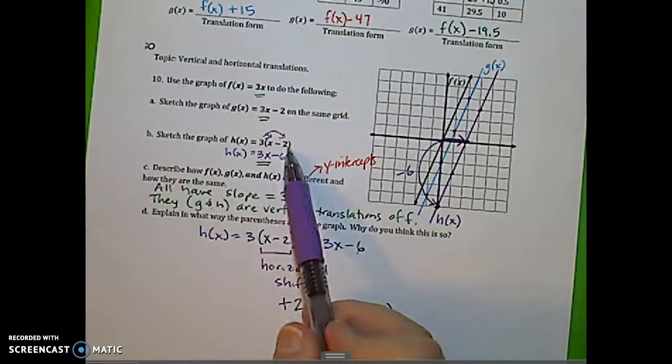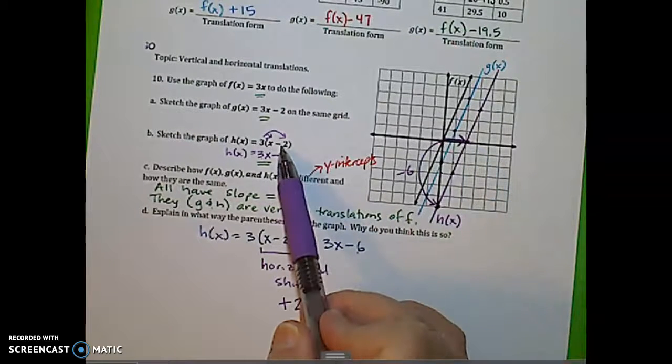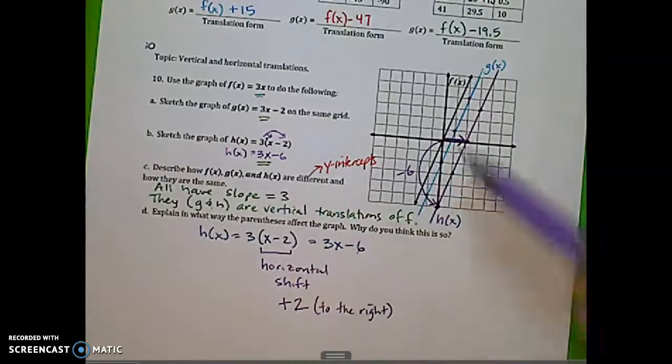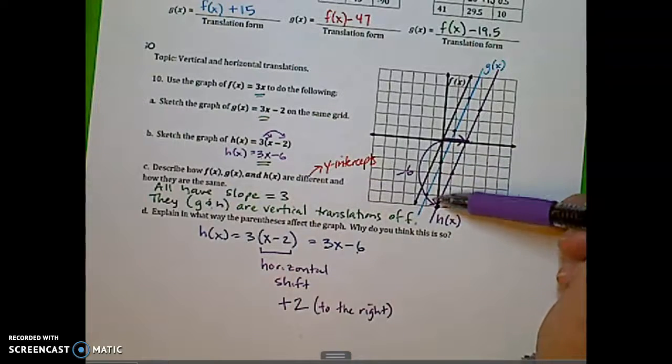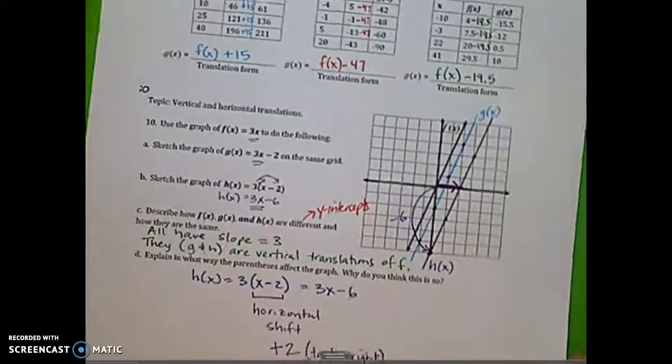So if you have parentheses, you can think of it as a horizontal shift. If you don't have parentheses, think of it as a vertical shift. Kind of an interesting fact about that. You'll certainly learn more about that in Math 2 and Math 3. Alright, that finishes up the notes.